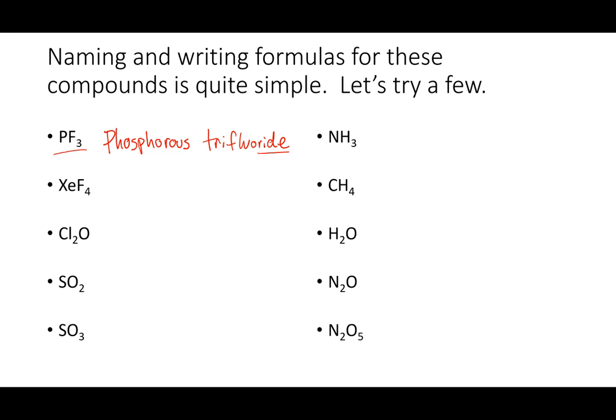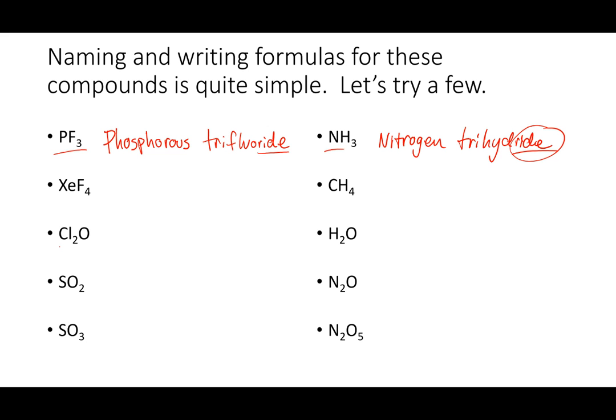Okay, let's move on to the next one. NH3, so this would be nitrogen, of course. Trihydride. Tri means three, hydride. Okay, it ends in "ide," so it wouldn't be nitrogen trihydrogen. You have to end it in "ide," like we did with the binary ionic compounds. Let's look at a couple more here.